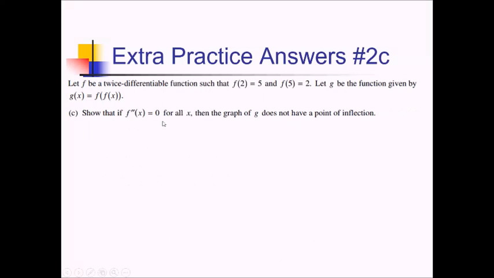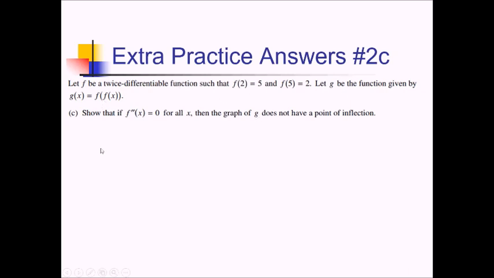For this next problem part, they want us to show that if f double prime of x is 0 for all x, then the graph of g doesn't have a point of inflection. So maybe it would help if we knew what g double prime was doing, because points of inflection, we show that we do have those by showing a sign change in g double prime. In order to get g double prime, I have to take the derivative of g prime.